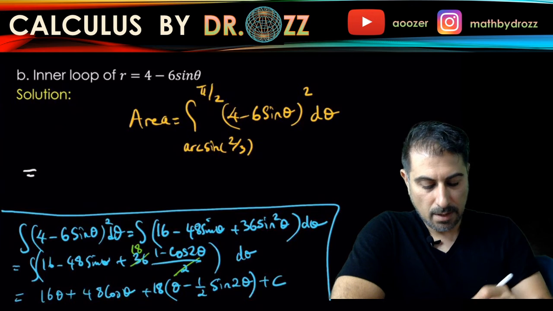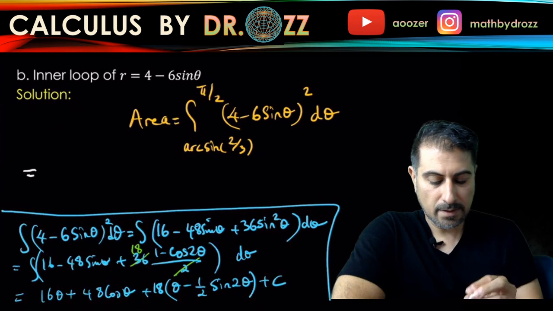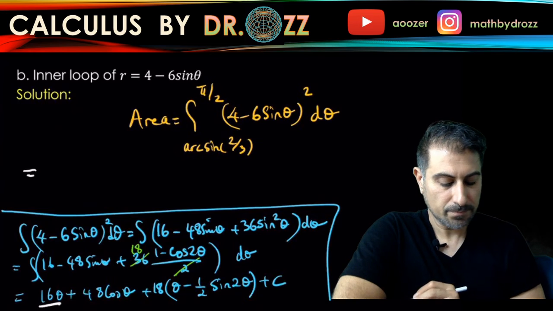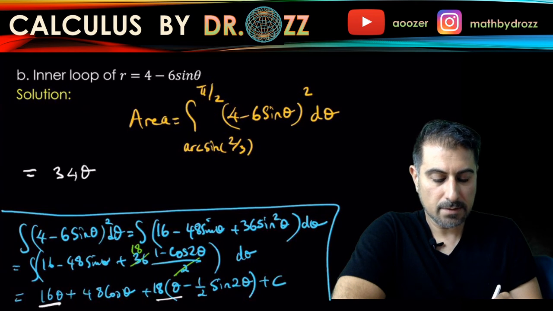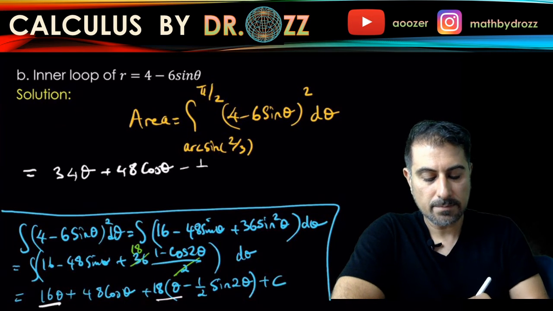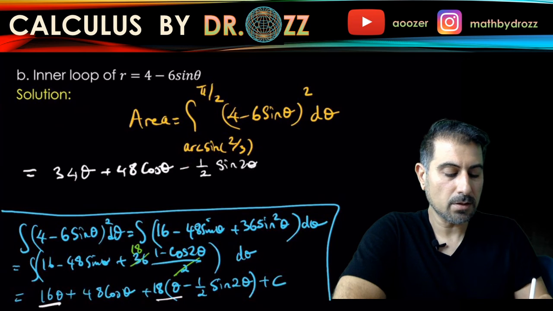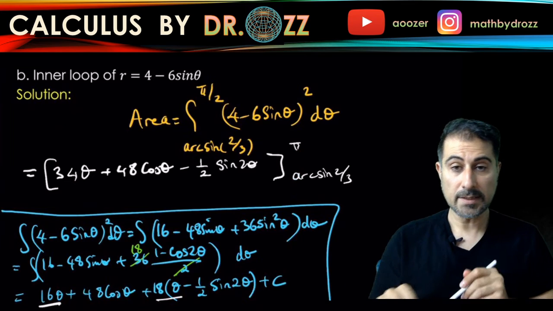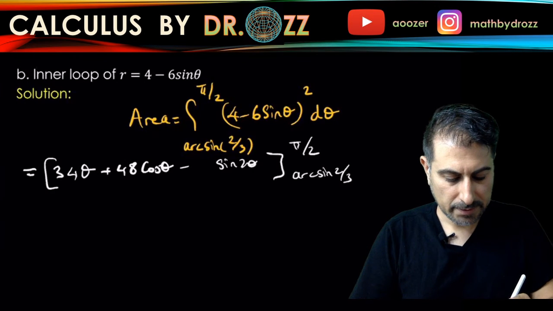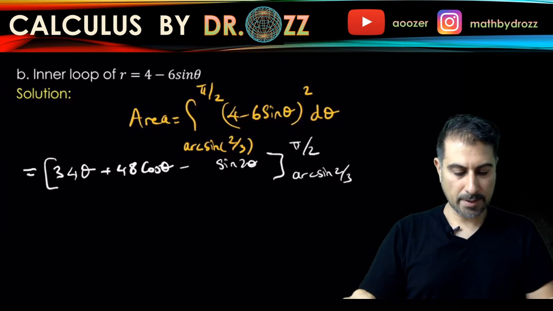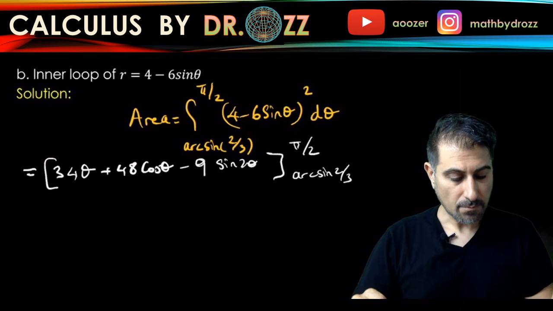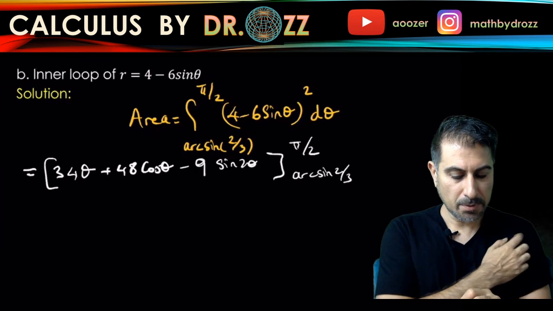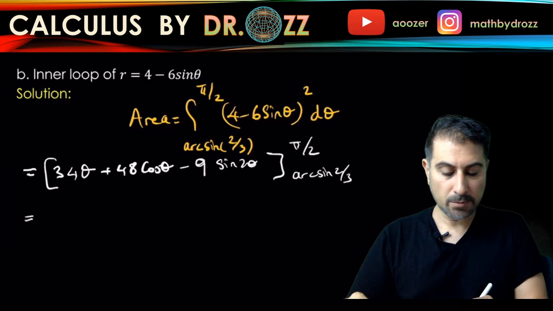So 16 theta plus 18 theta, that's 34 theta, plus 48 cosine theta minus 1/2 sine 2 theta. And the lower limit is arc sine 2 over 3, and the upper limit is pi over 2. Now let me erase the bottom part, and we can continue from there. All right, there is a typo here. Let me just correct that. This should be 9 sine 2 theta. Please correct that.